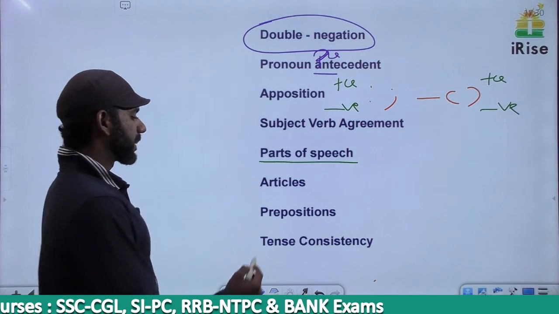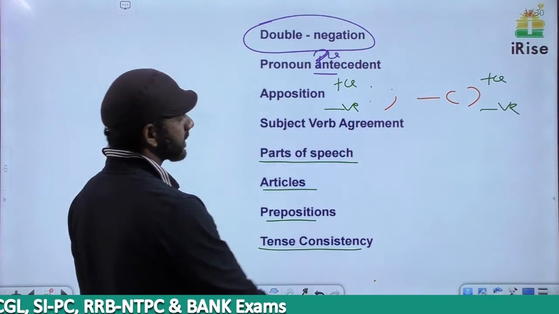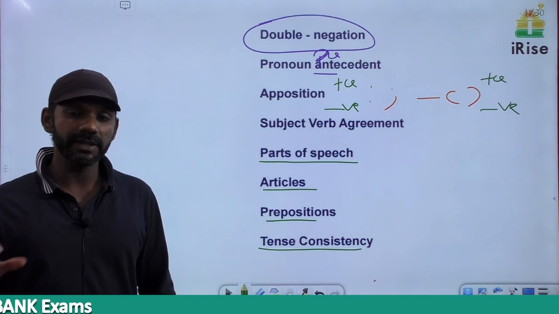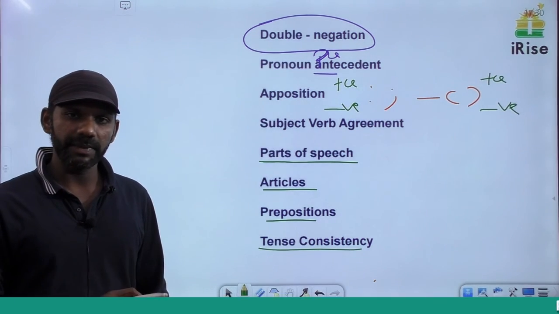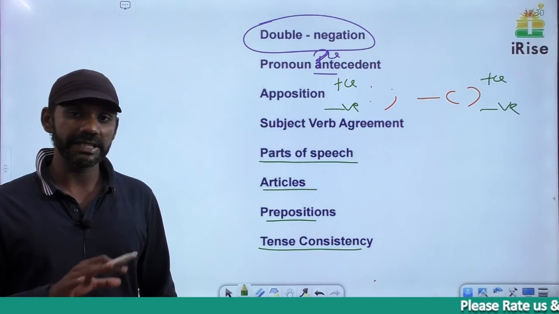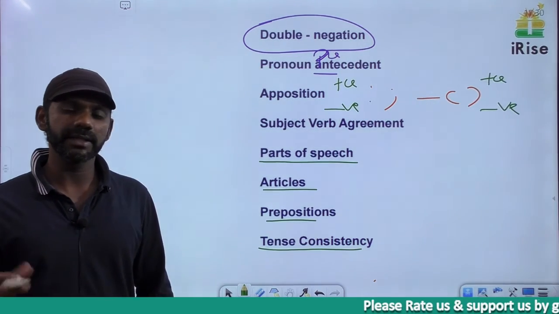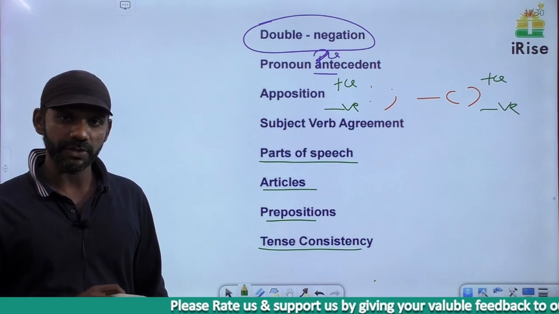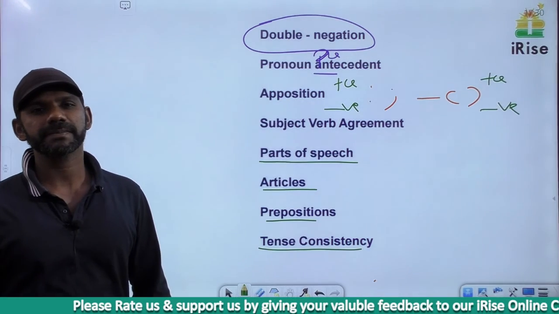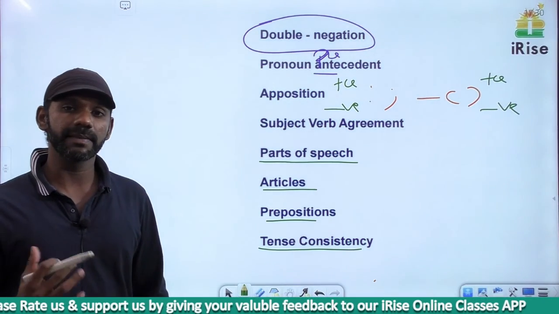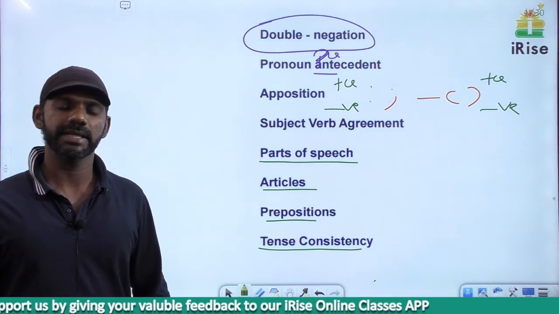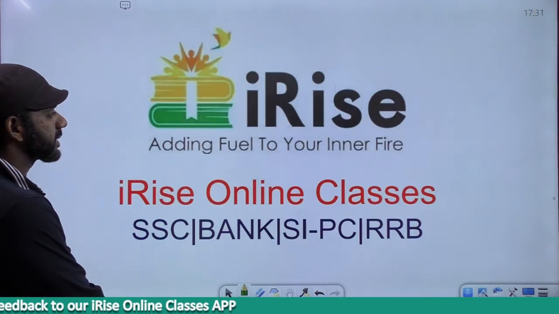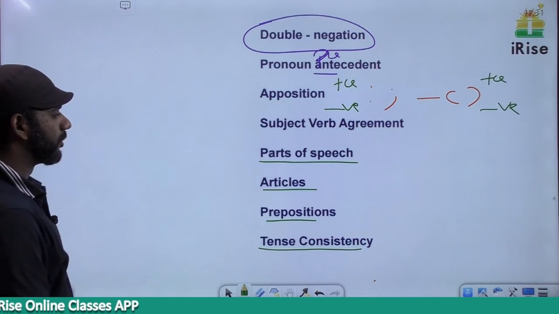Articles, prepositions, tense consistency. If a sentence begins in the present tense, up to the end it must be in the present tense. If it begins in the past, the same. If it begins in the future, the same. From the beginning to the end, a sentence must be in the same tense. Now when you find verbs given as options, in fact, as you know, the verb in a sentence tells us about the tense of the sentence. So when you find verbs given as options, think about tense consistency, think about modifiers.